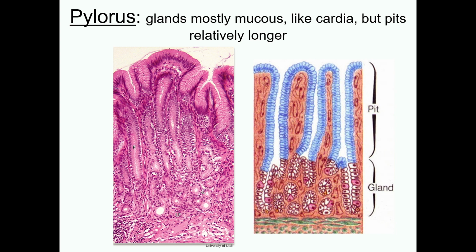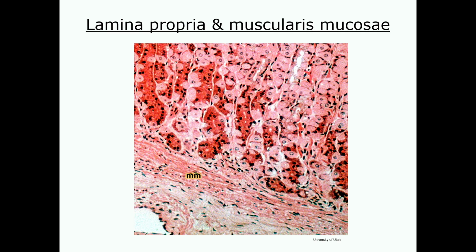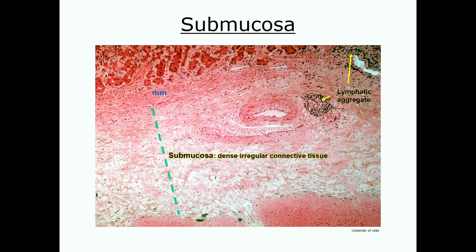We continue with the other components of the mucosa, starting with the lamina propria. This H&E stained image shows the lamina propria, the loose connective tissue containing immune cells, blood vessels, and lymphatics. Below the lamina propria, you can see the smooth muscle of the muscularis mucosa. The submucosa of the stomach consists of dense irregular connective tissue with larger vessels, nerves, and lymphatic aggregates, which are seen here, but can also be found in the lamina propria.